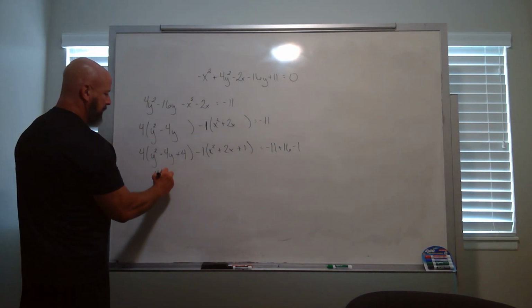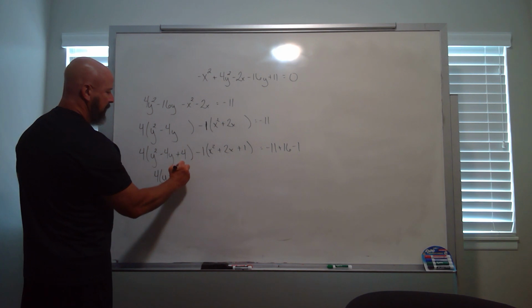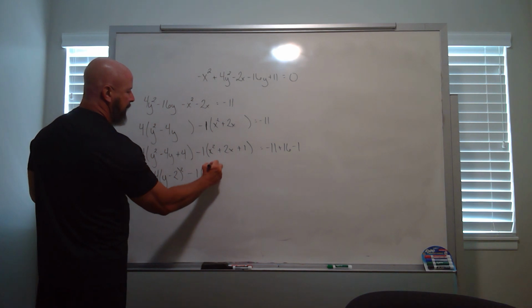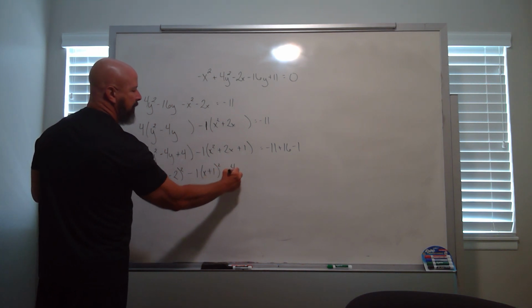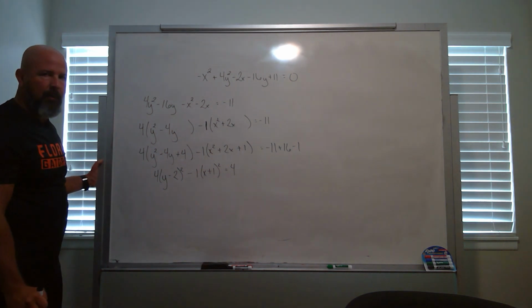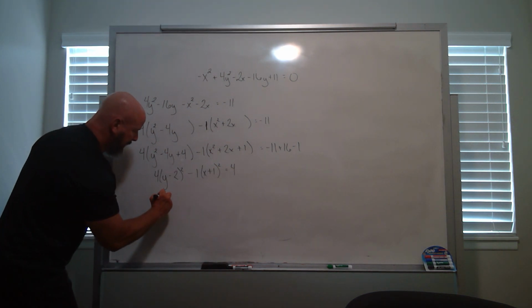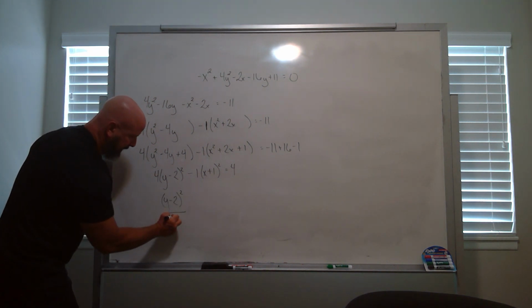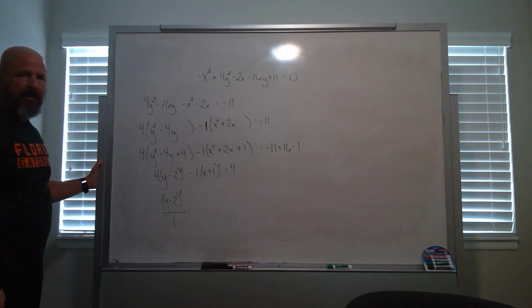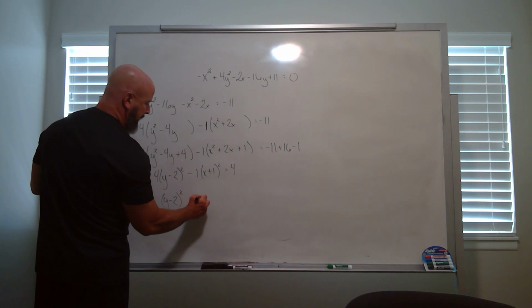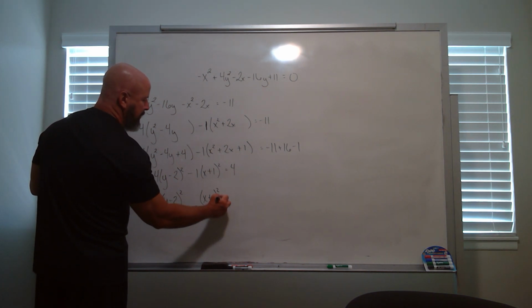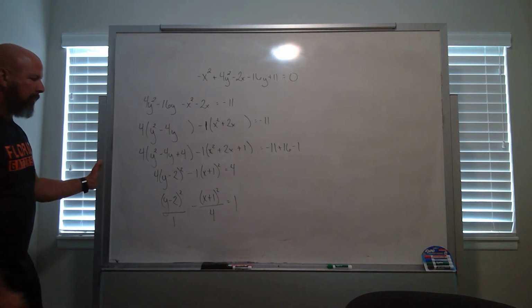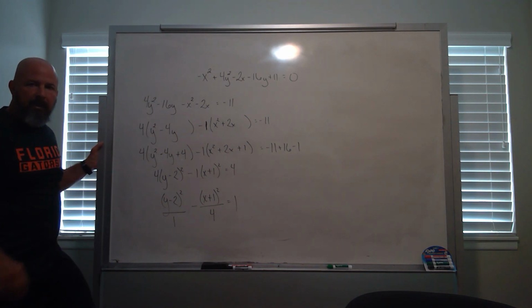So now we've got 4 times y minus 2 squared, minus 1 times x plus 1 squared equals 4. We're getting close to that standard form. I need to divide the 4 over. So y minus 2 squared, the 4's cancel, but a lot of times in the standard form it might be more helpful to see that 1 down there. Minus x plus 1 squared over 4 equals 1.